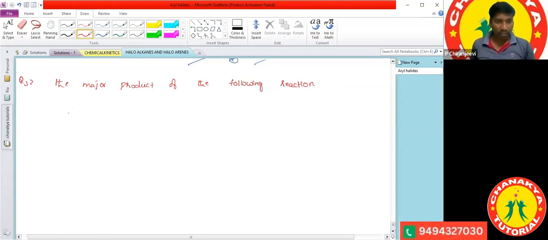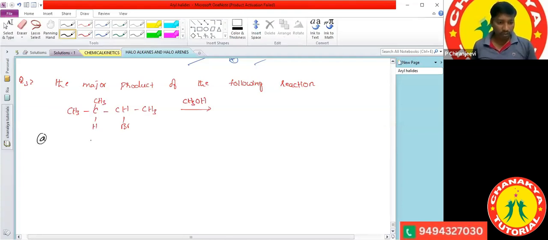So the given reaction is CH3-CH(Br)-CH(CH3)... CH3 bond C bond CH3, bond H bond CH bond Br bond CH3, treated with CH3OH. Okay, so this is the reaction they have given, and the options.